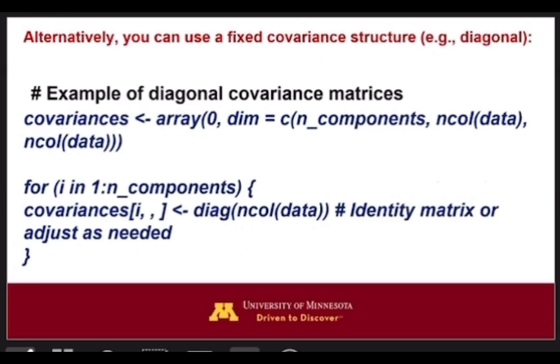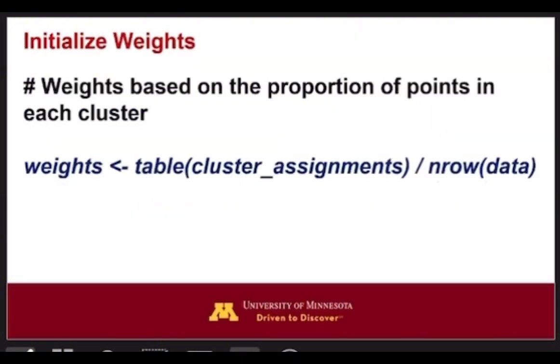There's something more to initialize. Don't forget we have 3 parameters with GMM. We also need to initialize weights. Look at that, that's the code. Initializing weight is so easy. What is it? The table of cluster sizes divided by the number of rows of data. That's going to be the weight.